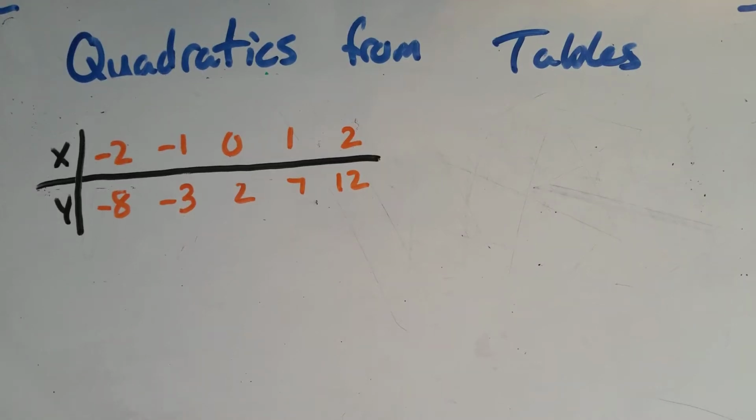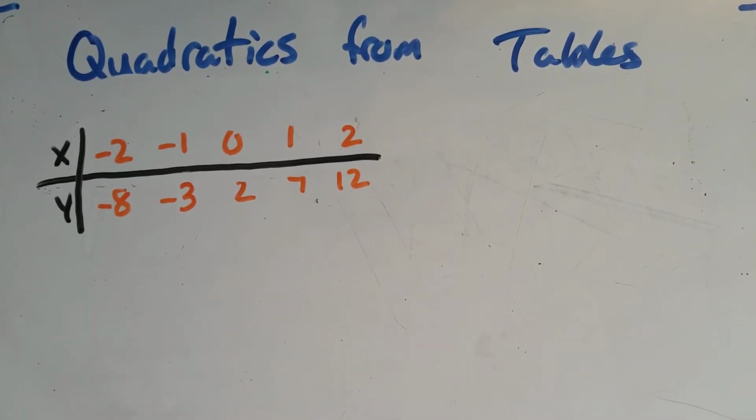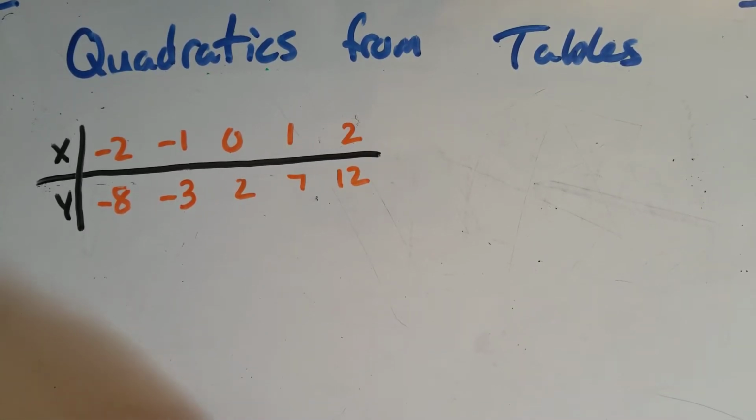Hey guys, today we're going to be talking about how to determine if a table represents a quadratic function. And to do this, we're going to go through a few steps, and some of this will be a bit of a review from things we've done in the past. So we'll start with the first table that we have.